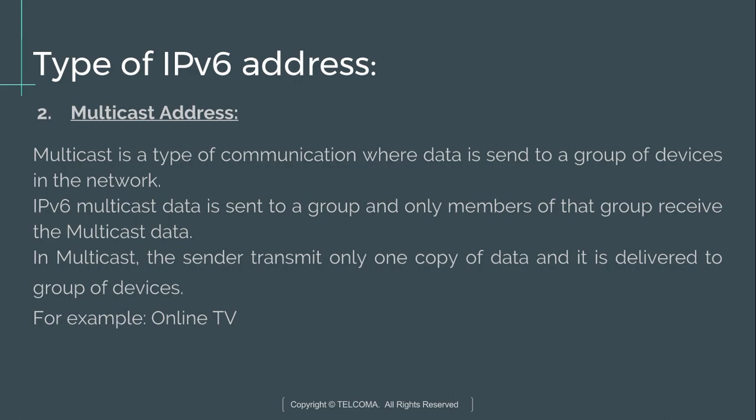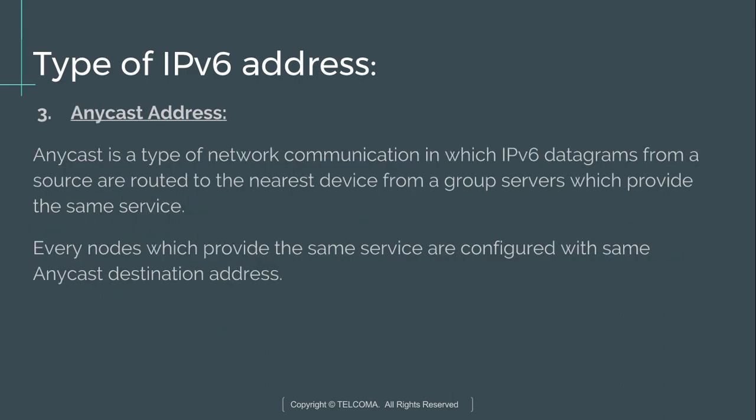Next is the anycast address. Anycast is a type of network communication in which an IPv6 datagram from a source is routed to the nearest device or nearest destination from a group of servers which provide the same services. Every node which provides the same service is configured with the same anycast destination address. So in anycast, the message is sent to the nearest destination from the group of devices.